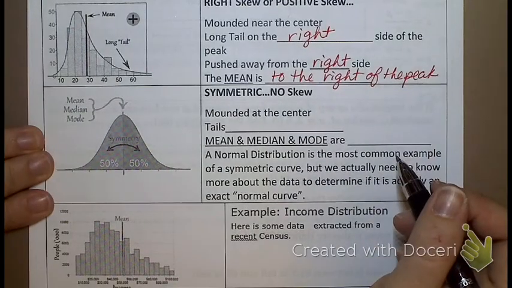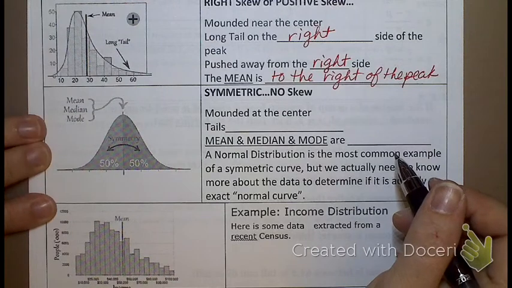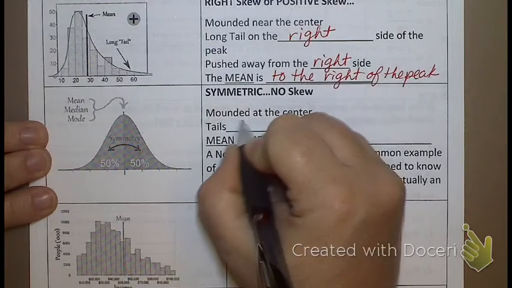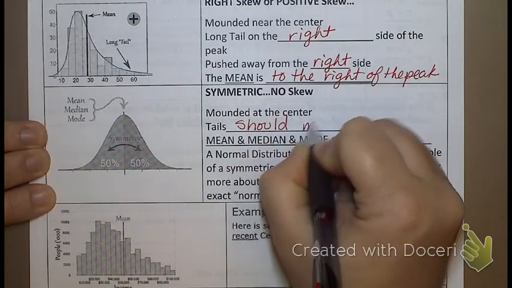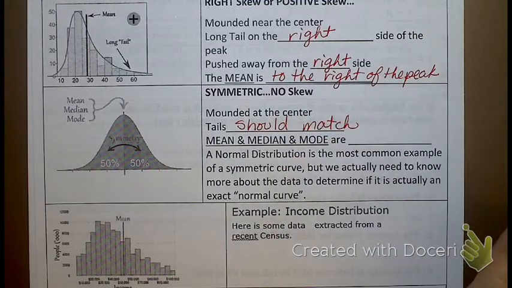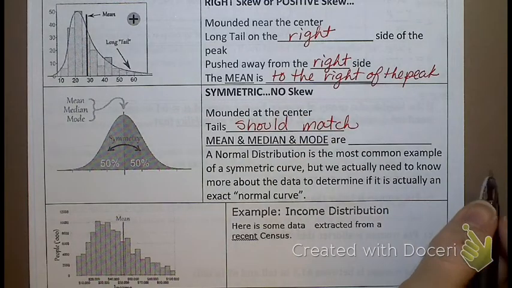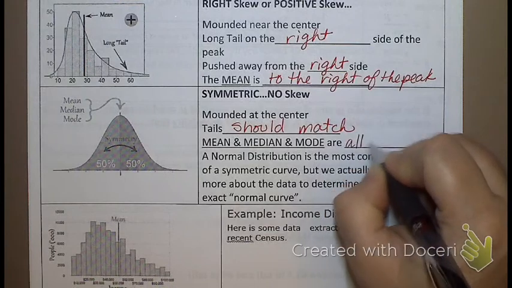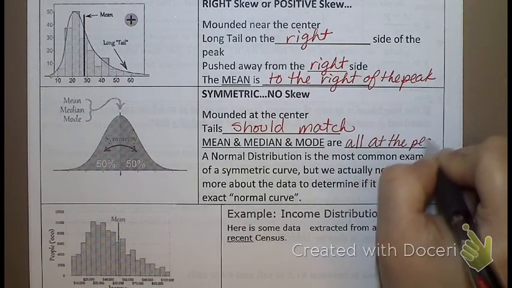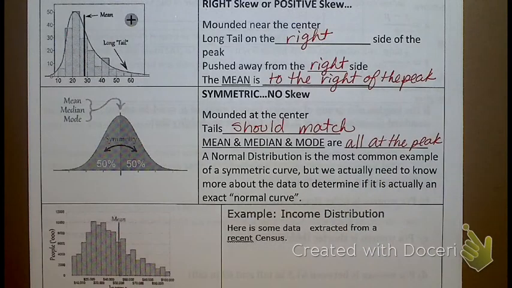And then we have our normal curve. It is symmetric. It has no skew. It is mounted at the center. The tails on the left and the right should match. They should be about even. The mean, the median, and the mode are all at the peak. A normal distribution, such as this one, is considered the most common example of a symmetric curve, but we actually need to know more about the data to determine if it actually is an exact normal curve. And Mod 21, we spend the entire module talking about the normal curve.